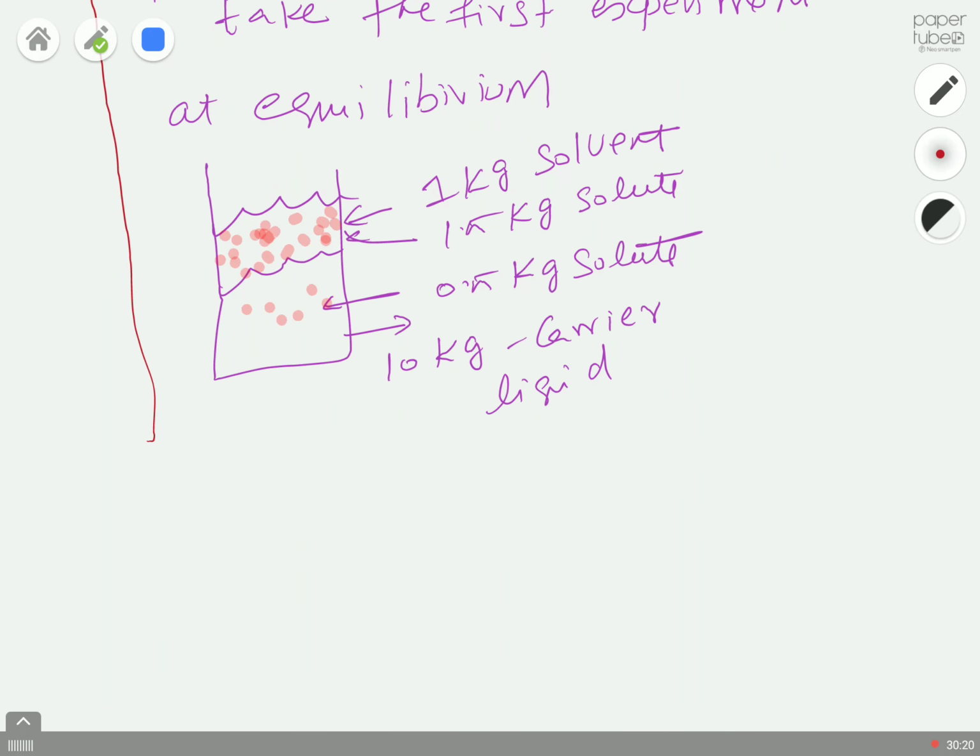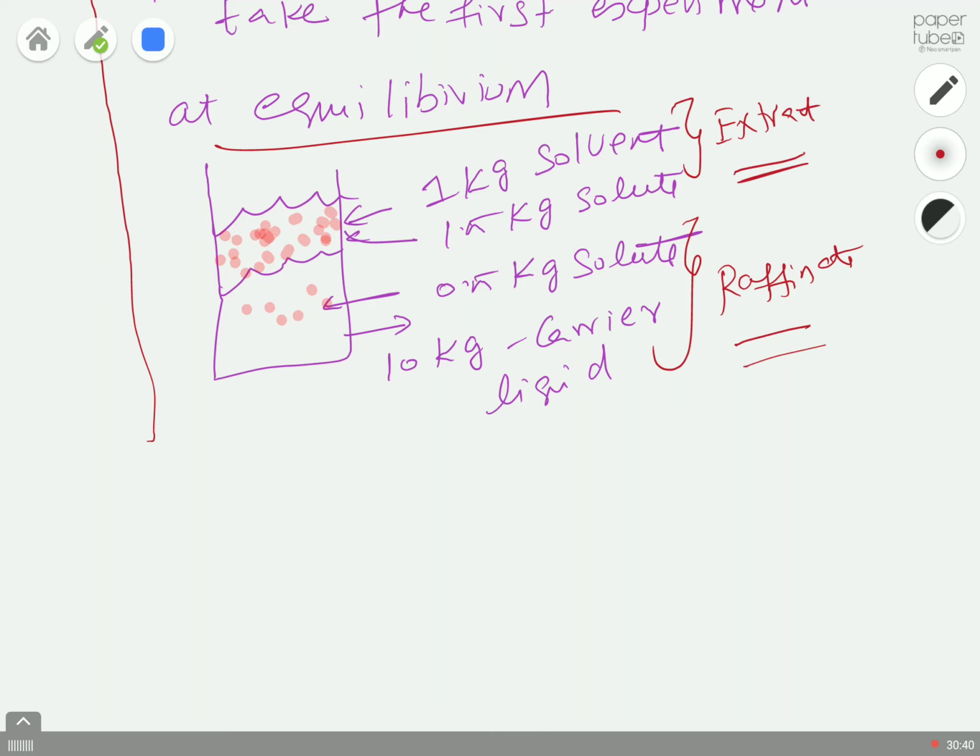For the moment, I hope you all remember the experiment we did. As I said, at equilibrium, what we have is this is your raffinate. And this is your extract.